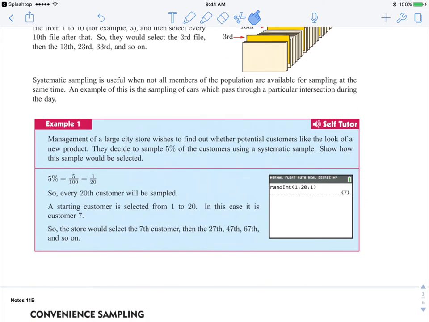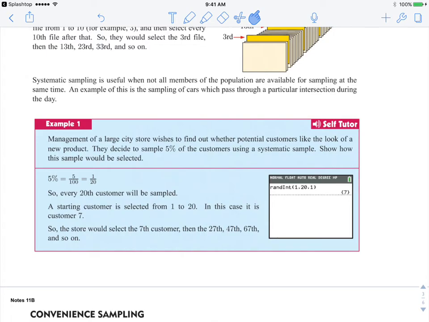Example 1 in your book. The management of a large city store wishes to find out whether potential customers like the look of a new product. They decide to sample 5% of the customers using a systematic sample. Show how this would be selected. So 5%, or 5 out of 100, reduces to 1/20th. So every 20th customer would be sampled.